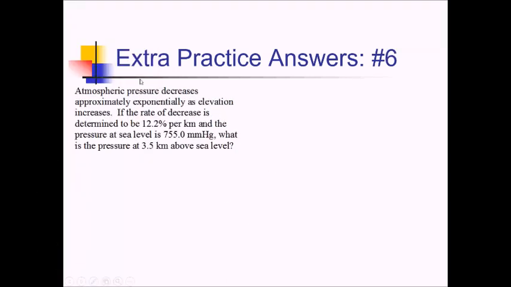For this one, we have atmospheric pressure decreasing approximately exponentially as elevation increases. So keyword exponentially and also decreasing. So this is exponential decay. I'm going to write y equals Ce to the negative kt, just to give myself a framework to plug things in. So now if the rate of decrease is 12.2% per kilometer and pressure at sea level is 755, and this is millimeters of mercury if you were wondering, what's the pressure at 3.5 kilometers above sea level?